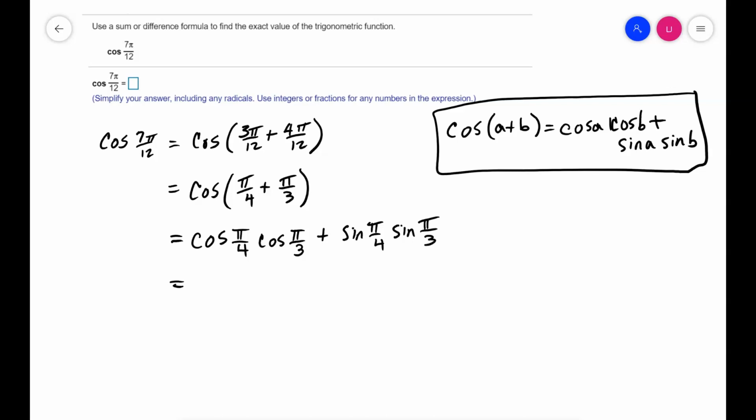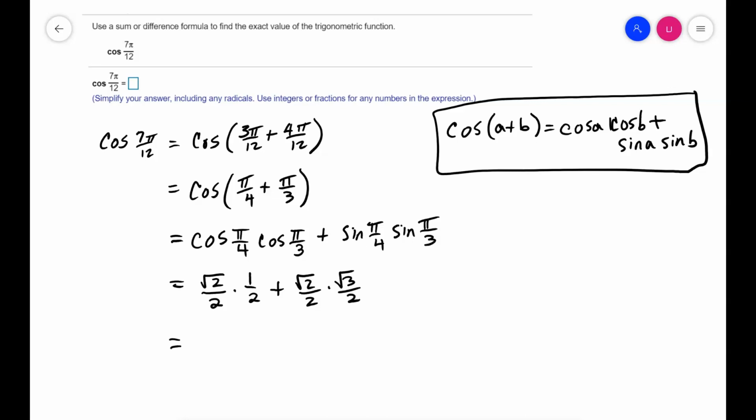Pi over 4 and pi over 3, those are one of those neat angles that we know on the unit circle. So the cosine of pi over 4 is the square root of 2 over 2. The cosine of pi over 3 is equal to 1/2, so that's times 1/2, plus the sine of pi over 4 is also the square root of 2 over 2, and the sine of pi over 3 is equal to the square root of 3 over 2.